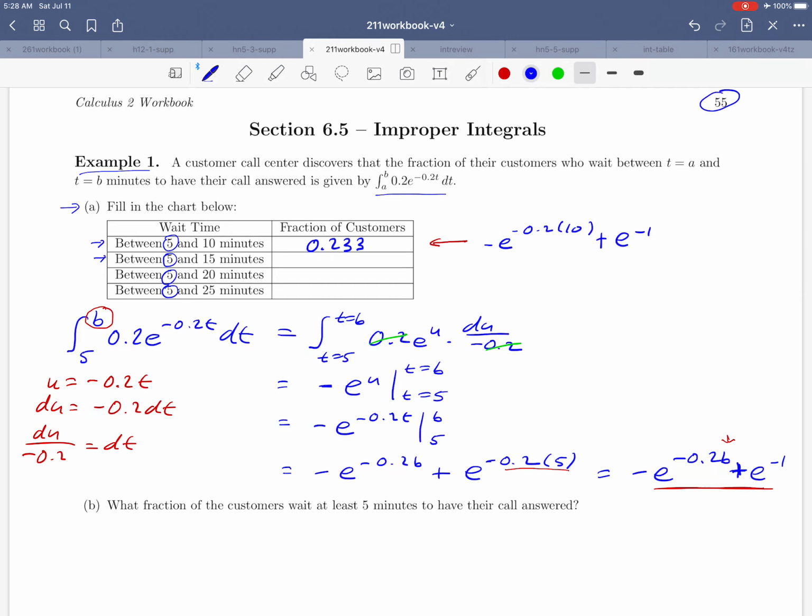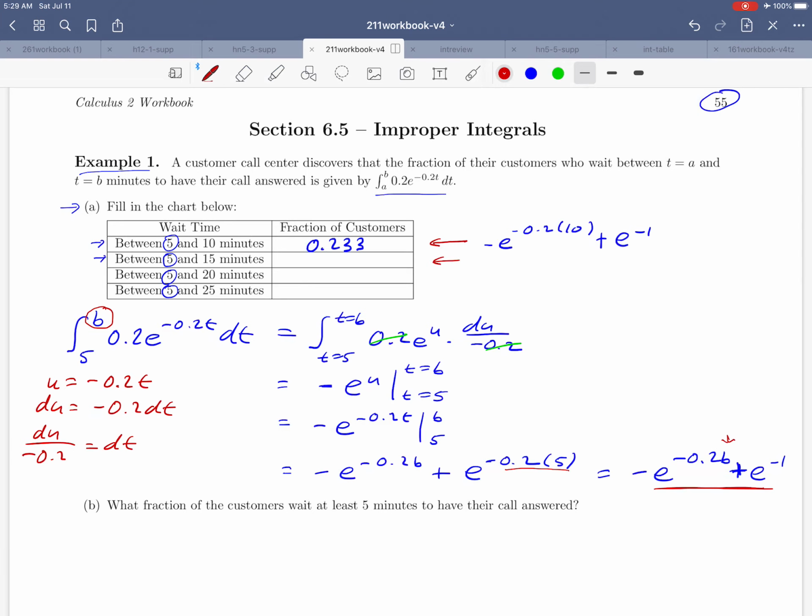So what we figured out then is that 0.233 of our customers have to wait that long. If you like percentages, you could say 23.3% of our customers wait between 5 and 10 minutes. Okay, then what about the next one?